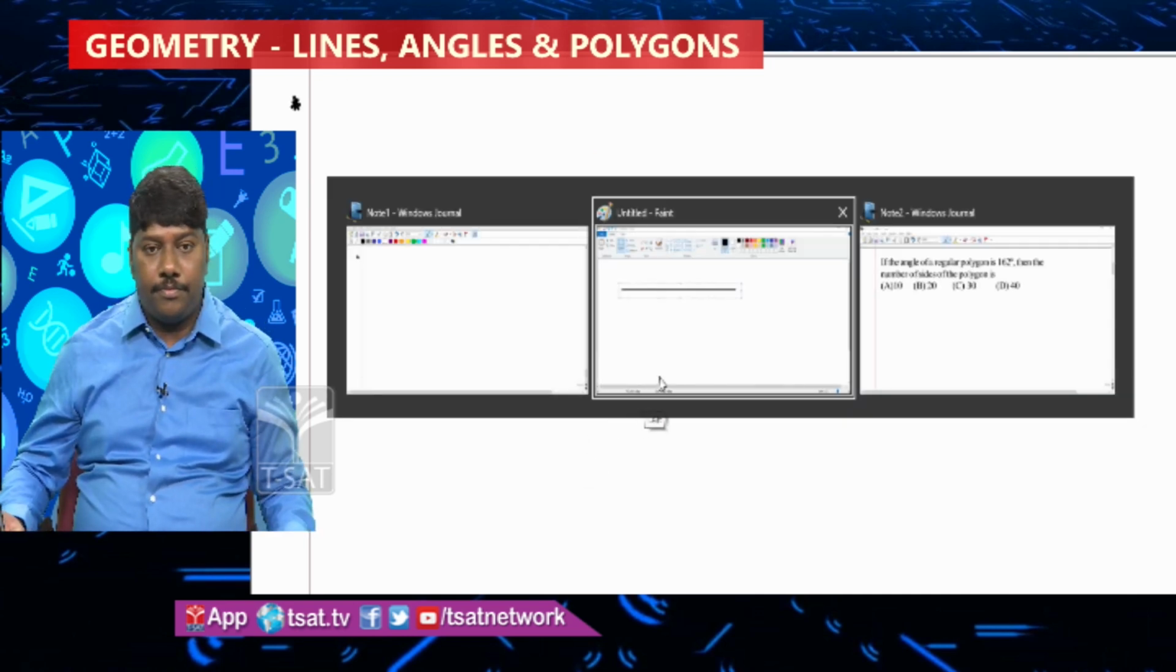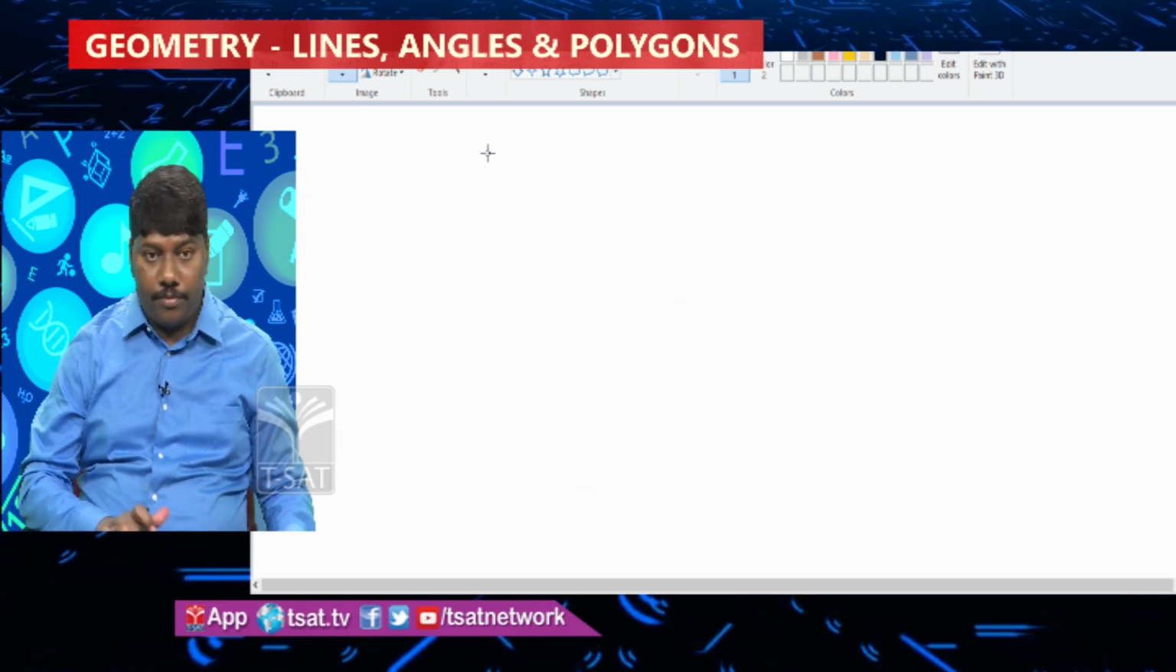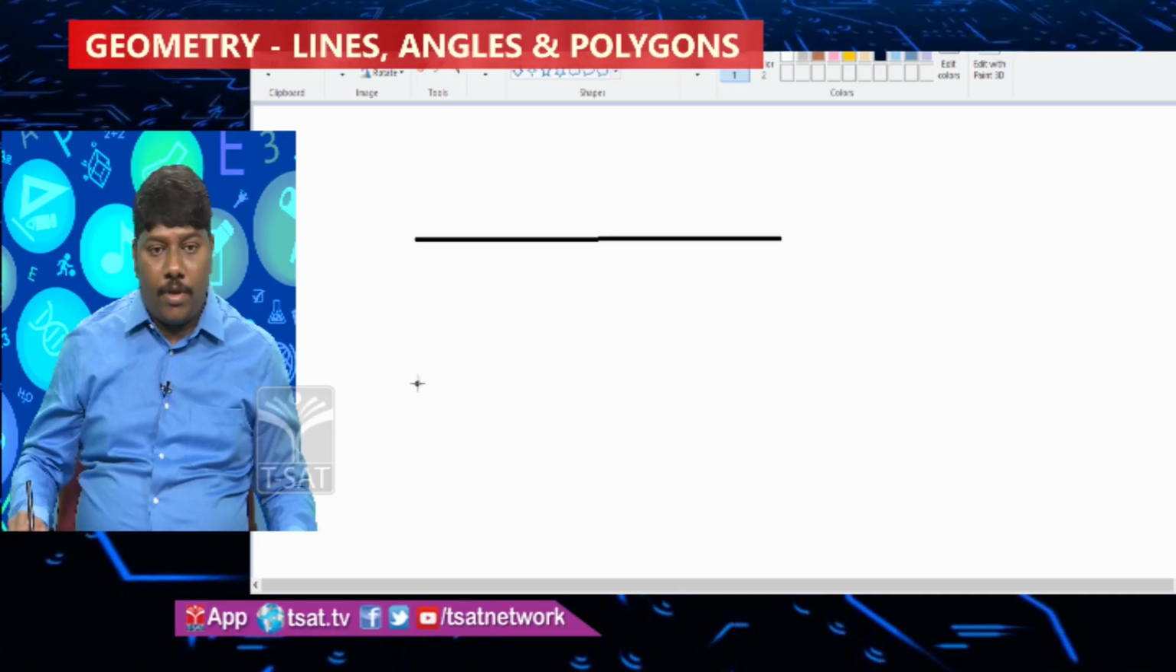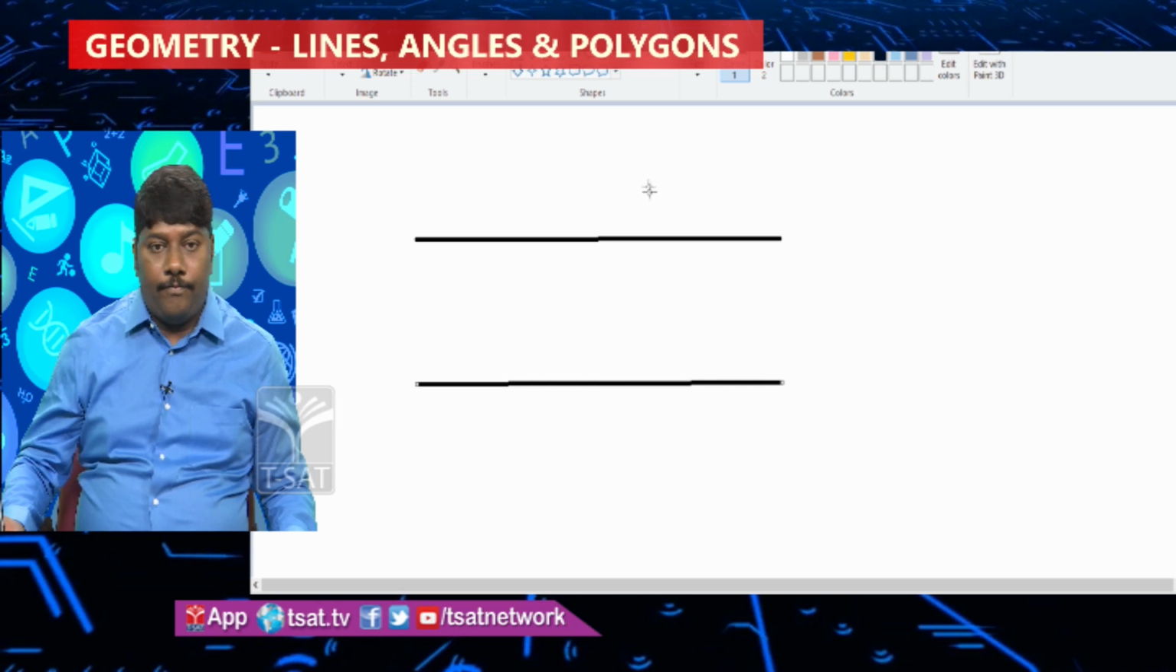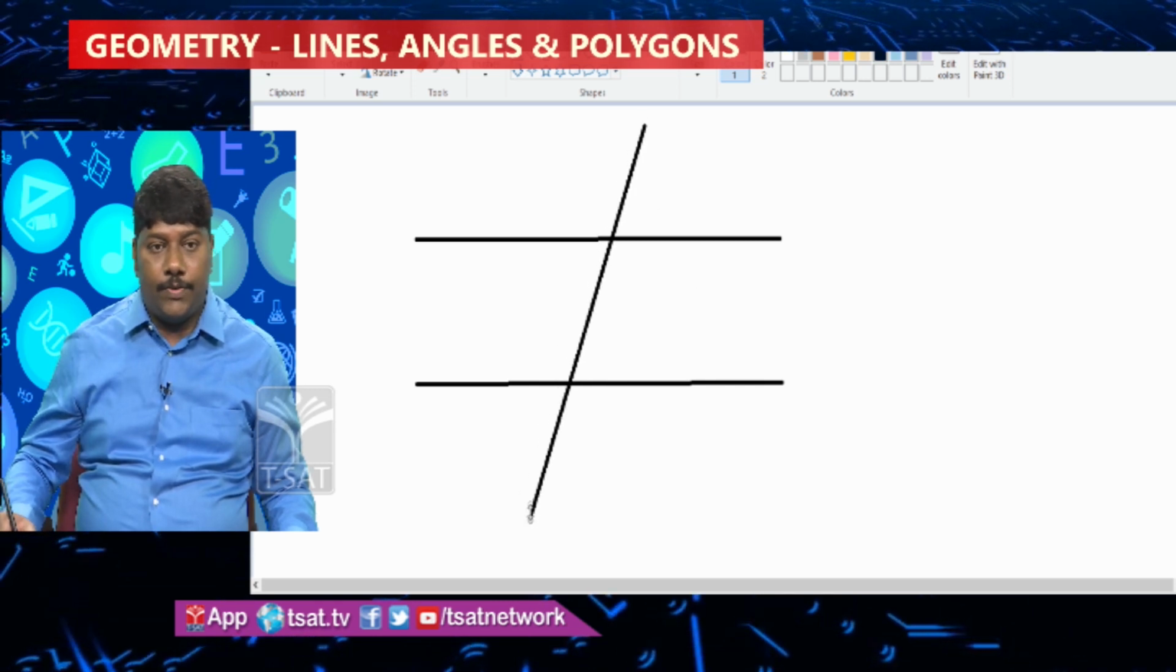Now, take two parallel lines which are intersected by a transversal.